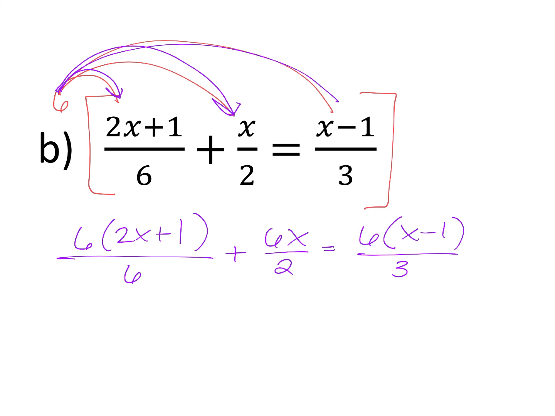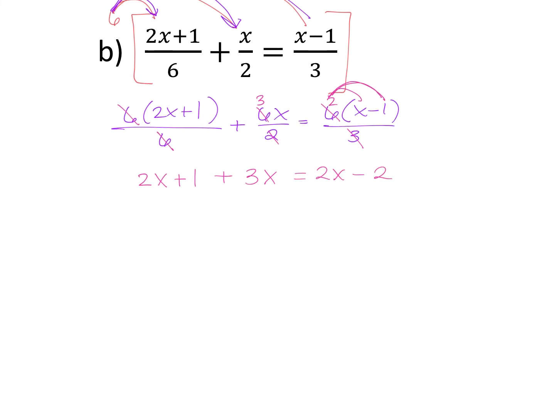If we don't distribute, when we go to simplify, 6 over 6 is 1, so we're just left with 2x plus 1, plus 6 over 2 is 3, so plus 3x equals 6 over 3 is 2, and now you can distribute that one because there's nothing else to simplify. So that's going to be 2x minus 2.